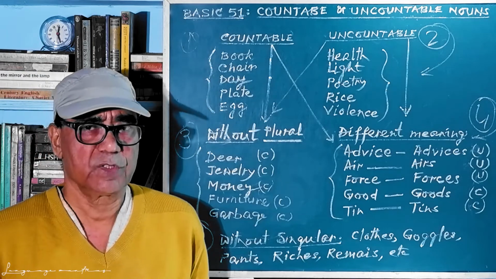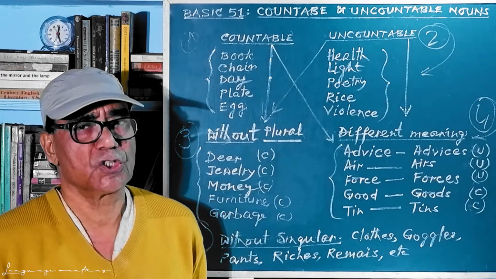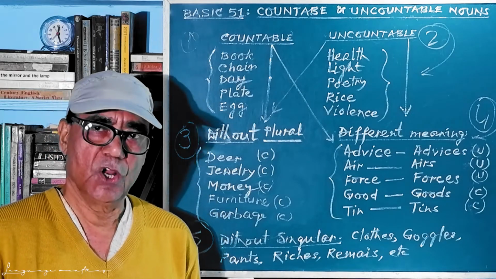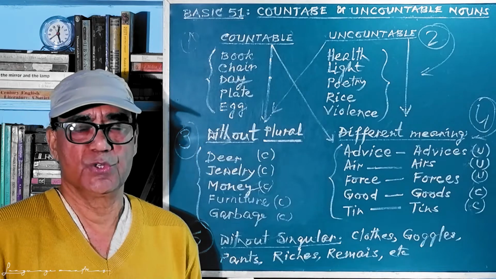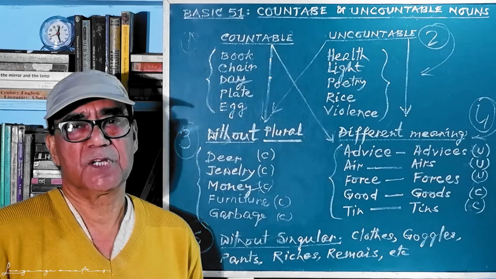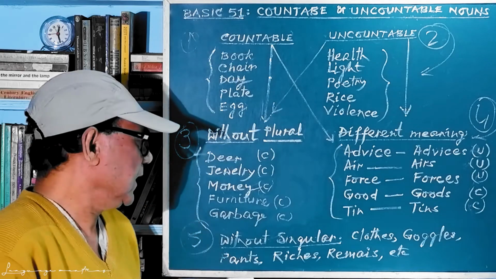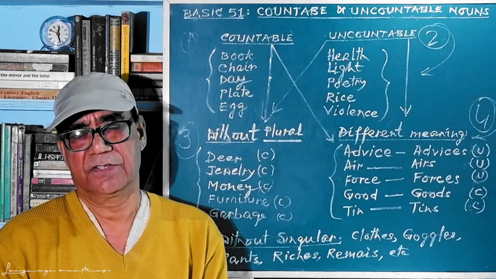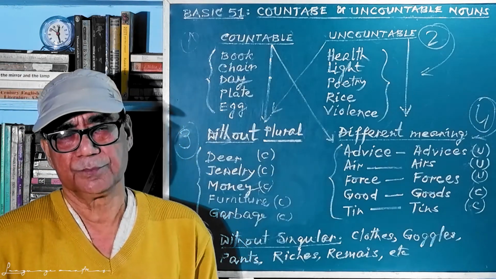Number 3, money. It looks like a countable noun, but it is not. Always money, never monies. You can say dollars, you can say euros, you can say rupees, but you can't say monies. Next one, furniture. Furniture is a set of articles in your home.